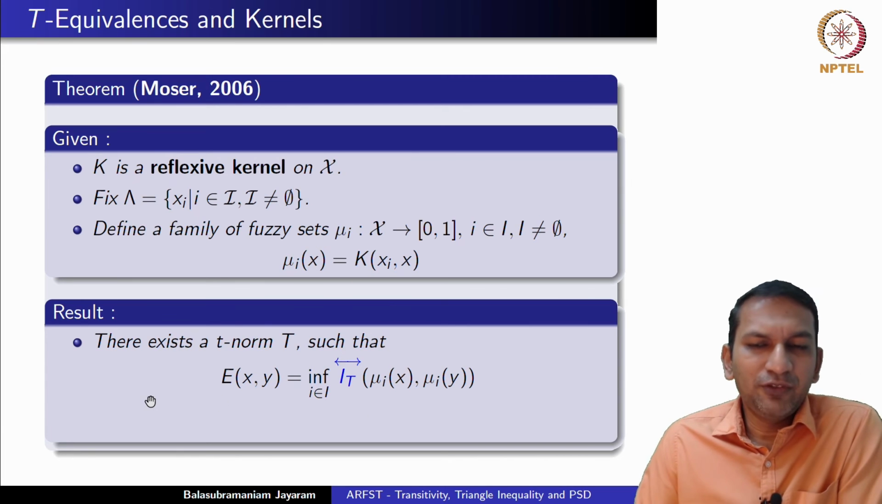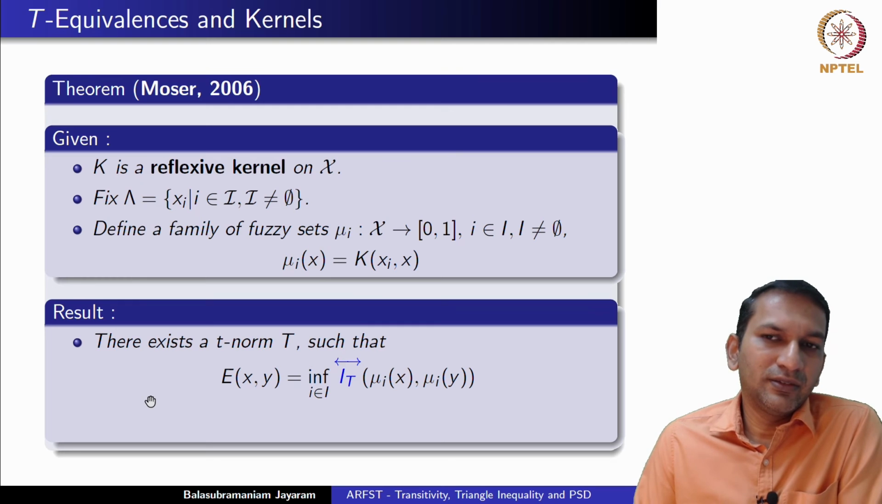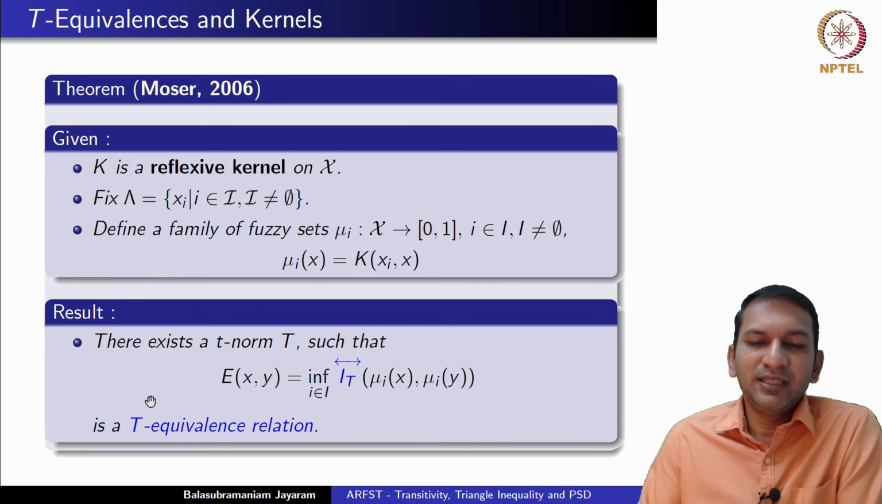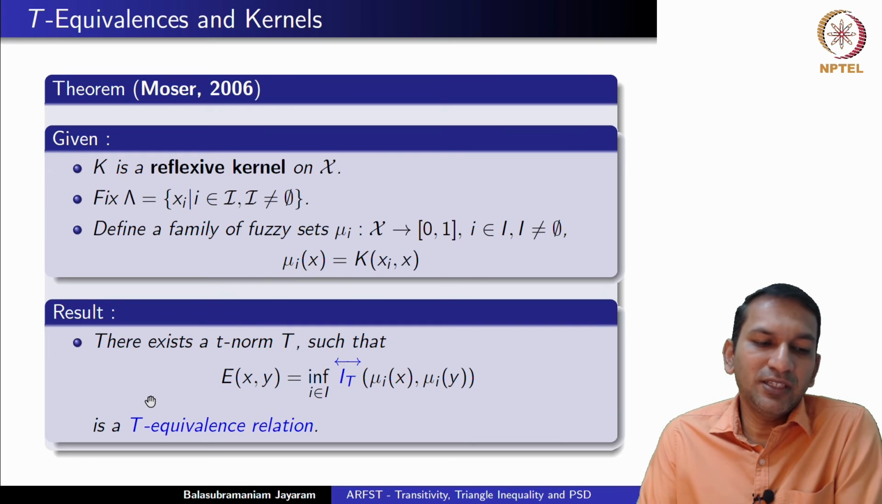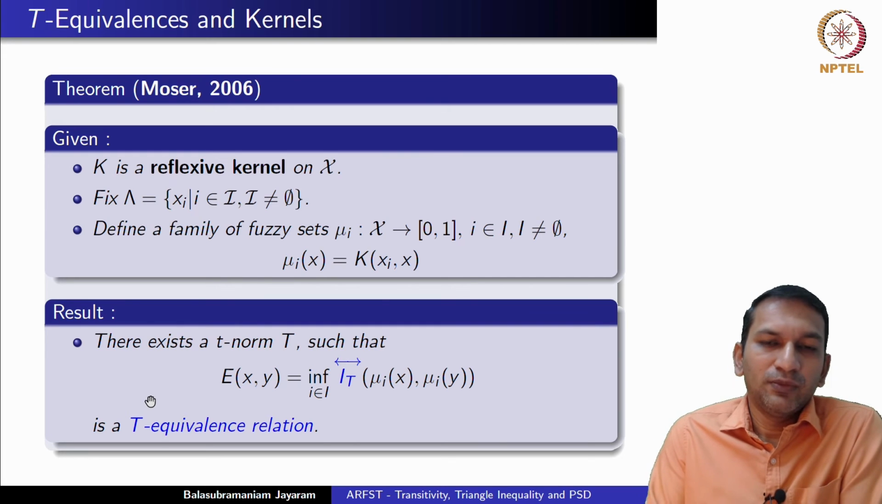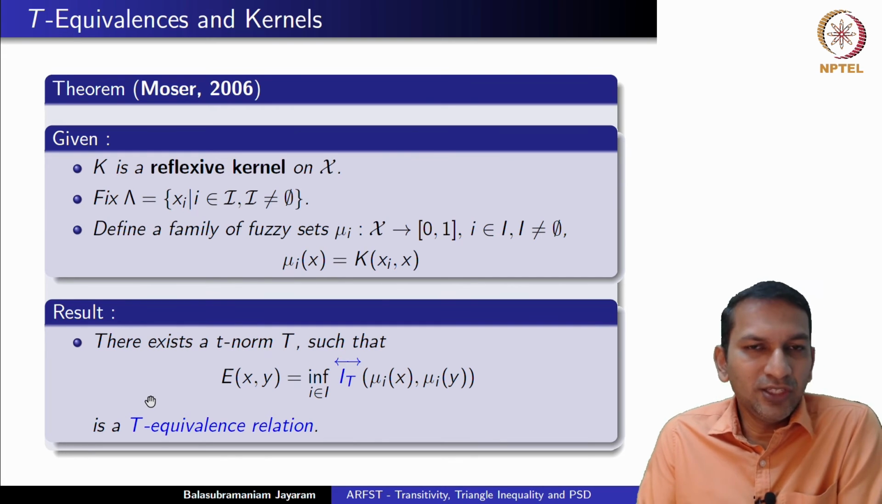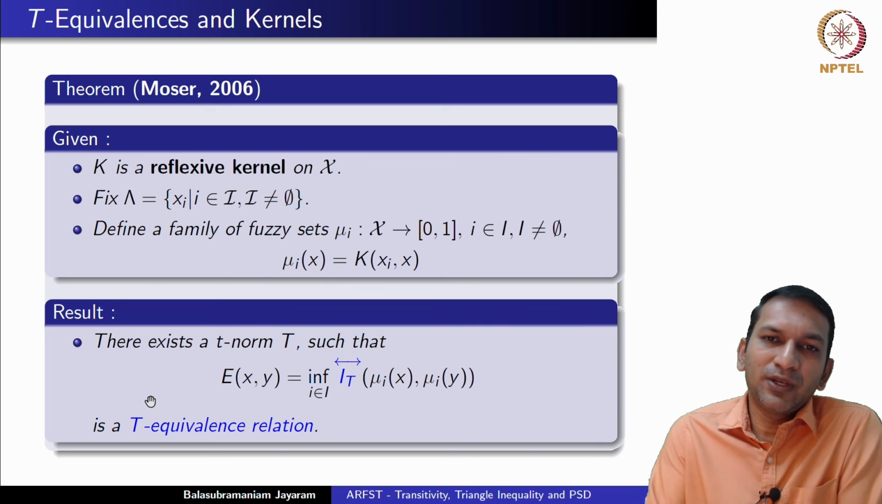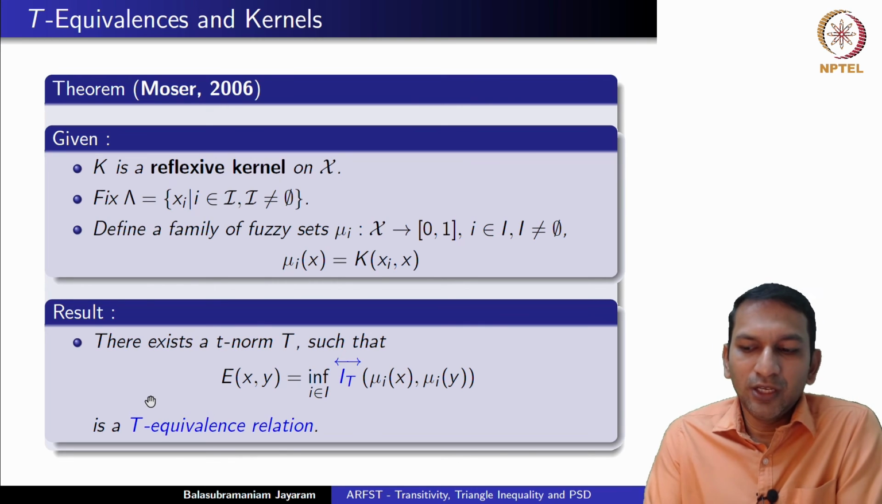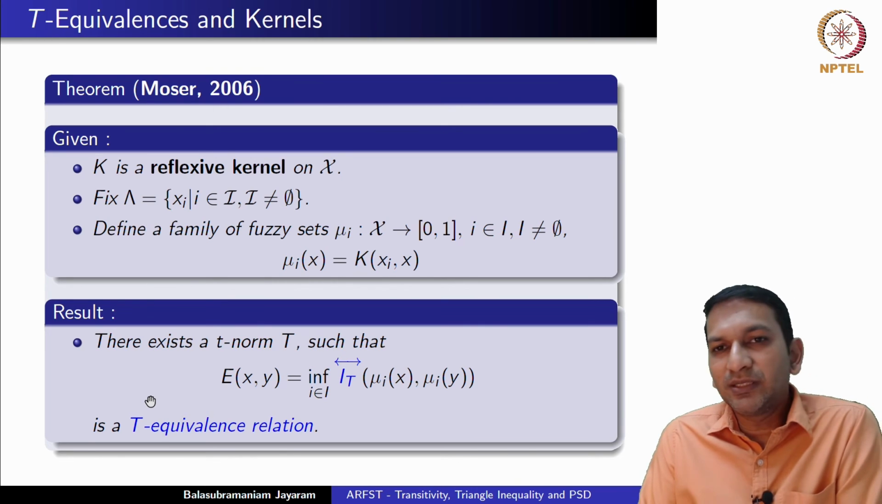If you define the relation E like this, then it will be a fuzzy similarity relation and satisfy T-transitivity with respect to this T. That means essentially it's some kind of an existential result, where we have shown that there will exist a T-norm such that if you define the relation E like this, it will be a T-equivalence relation. So first time we are saying that from a reflexive kernel, you could also get T-equivalence relations.